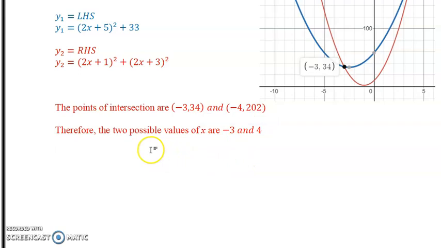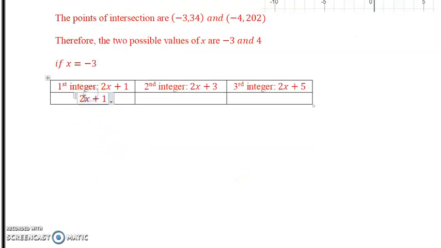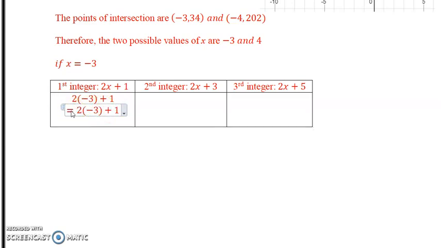So what we'll do is we'll enter those in and show that to give us what the integers are going to be. Okay? So if x equals -3, we'll plug that into our first integer. So putting a -3 in for x, that's going to equal -6 plus 1, which will equal -5.